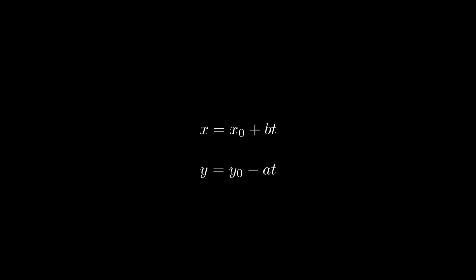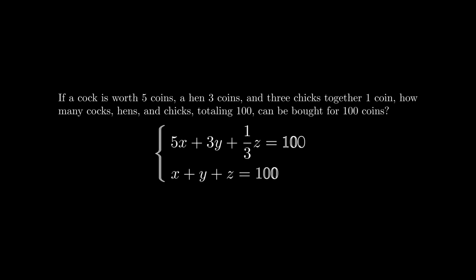Diophantine equations tend to emerge from situational problems or word problems, like the one about the life of Diophantus we talked about before, or the famous Chinese problem of 100 fowls. If a cock is worth 5 coins, a hen 3 coins, and 3 chicks together 1 coin, how many cocks, hens, and chicks, totaling 100, can be bought for 100 coins? This leads into the following system of equations.